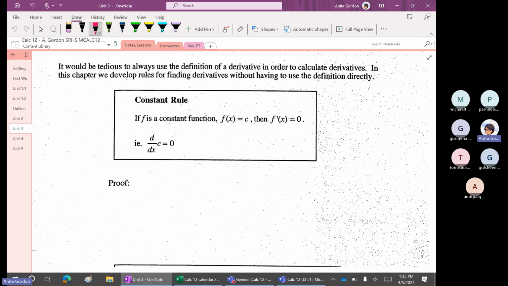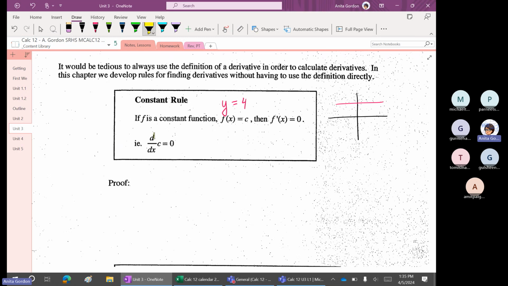If your function is a constant, so for example, y equals 4, that is a constant function. What would it look like on a graph? What kind of a straight line? It's a horizontal straight line. What is the slope of a horizontal straight line? 0. So the derivative of a straight line should also be 0. And that's our first rule.